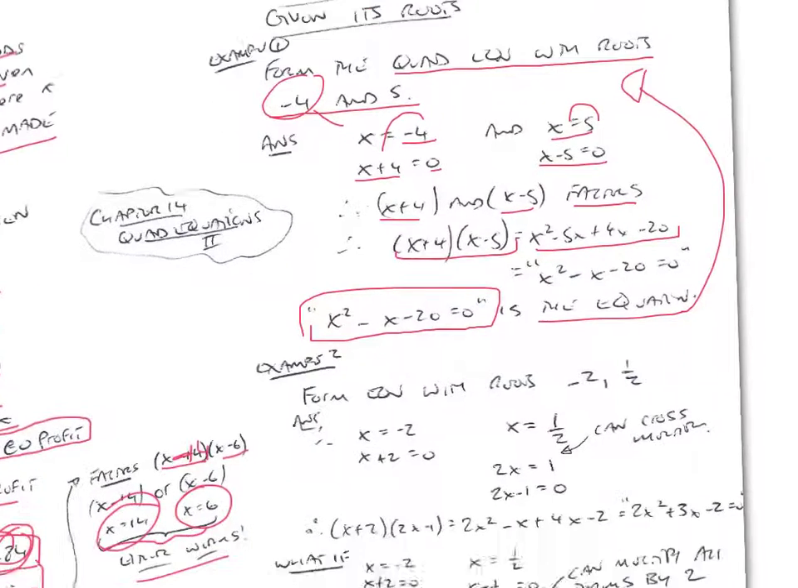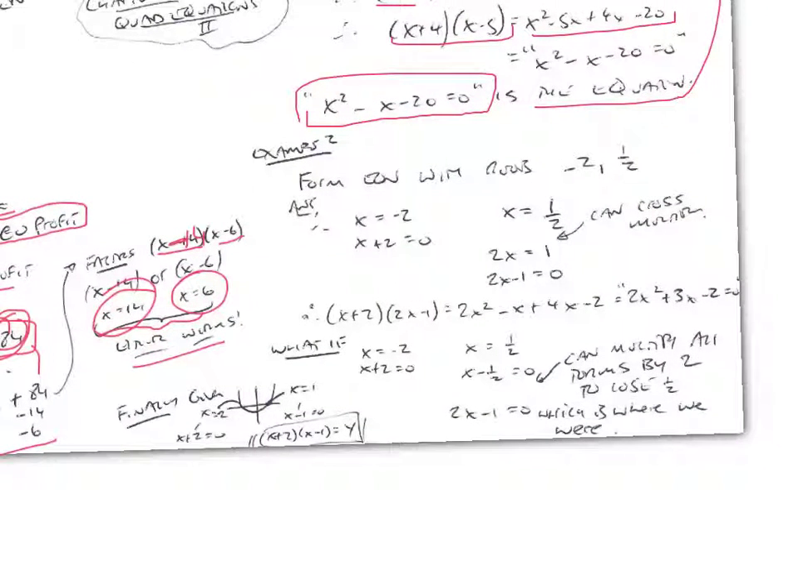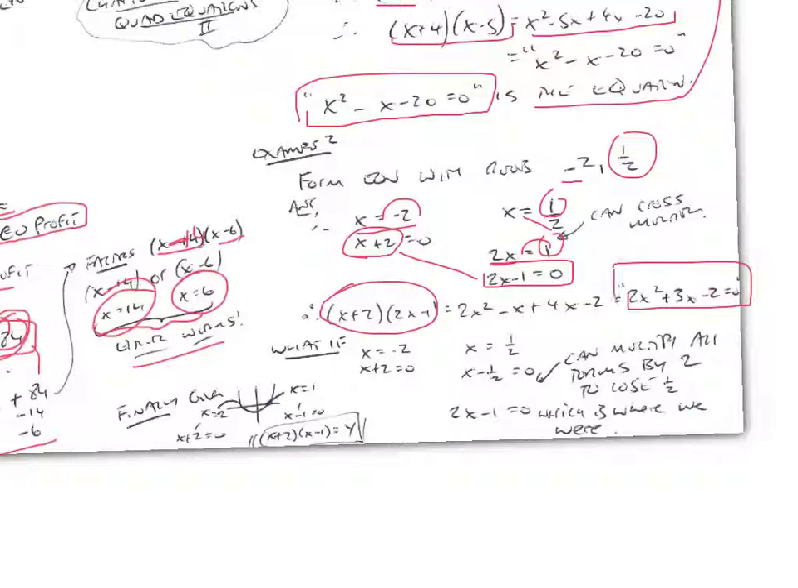The second example then: form the equation with roots minus 2 and a half. No worries here, x equals minus 2, bring it over, x plus 2 equals 0, so that's one factor. x equals a half. Now we can just cross multiply and say 2x is equal to 1, and then bring that over and say 2x minus 1 equals 0. So there are our two factors. Multiply them together and you get this equation.